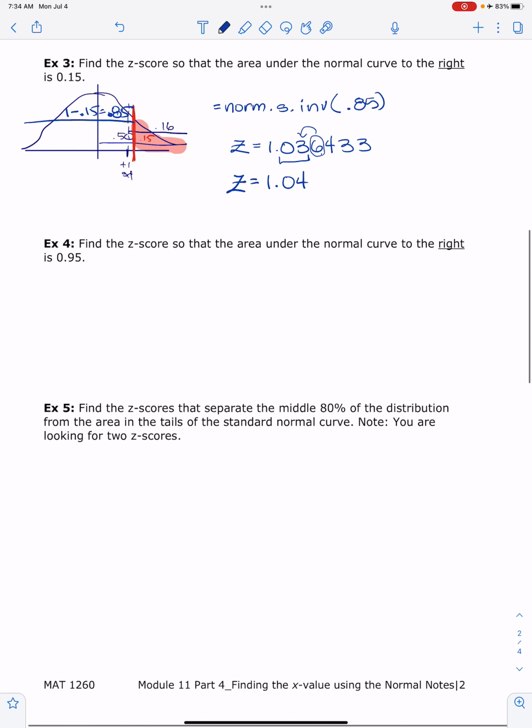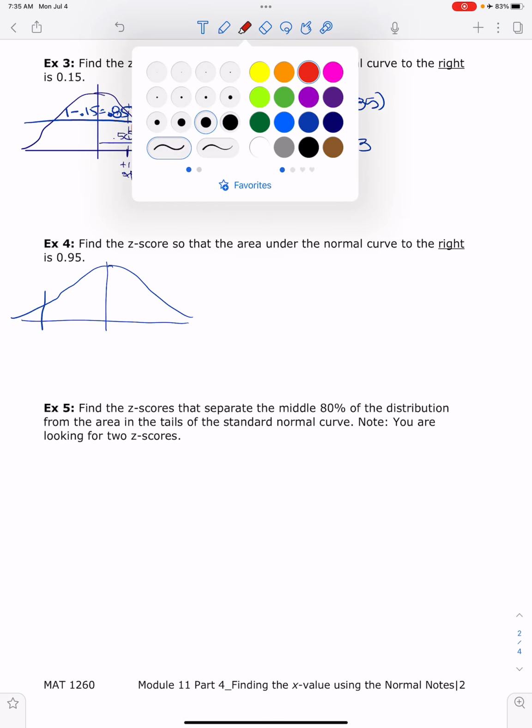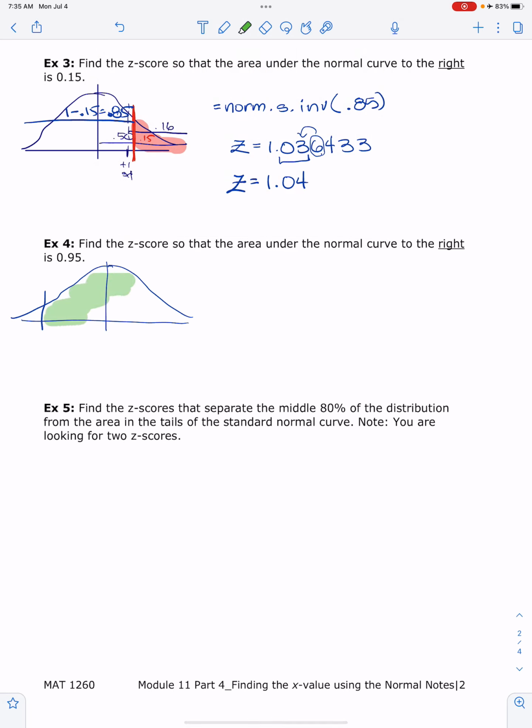Example 4, I want the z-score so that the area under the normal curve to the right is 0.95. So somewhere in here, this area is 0.95, which means this area over here, the one that Excel can calculate for me, is 1 minus 0.95, so 0.05.